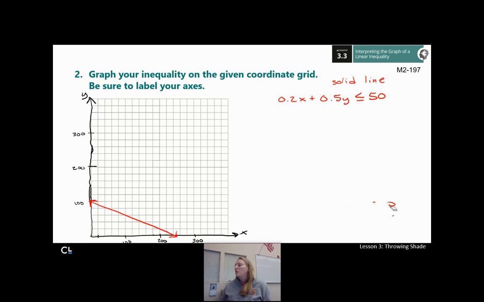There we go. Now I have room to work again. So I do want to figure out which side to shade. We said we often like to use (0, 0). That was usually a good measure, right? So let's go ahead and plug in zeros.